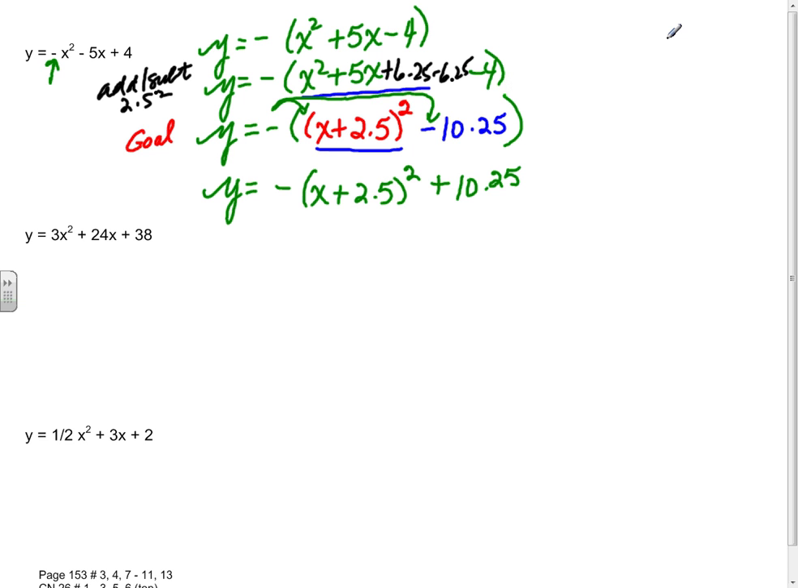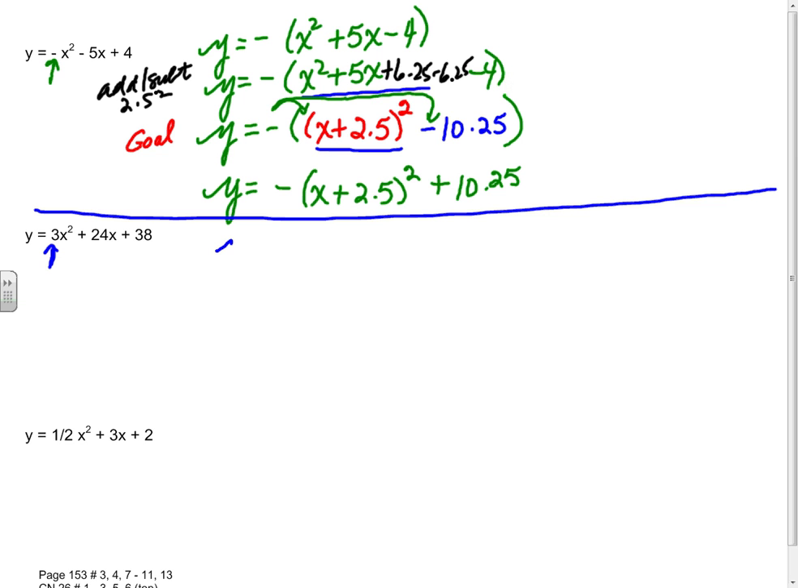Let's try the second one. This one is also ugly because it has a 3 at the front. My first thought would be, is there a greatest common factor for all three of these? 3 does not go into 38, however, so it is not a greatest common factor. We're going to have to factor out the 3 and then complete the square. So the 3 is the ugly part. I'm going to factor it out.